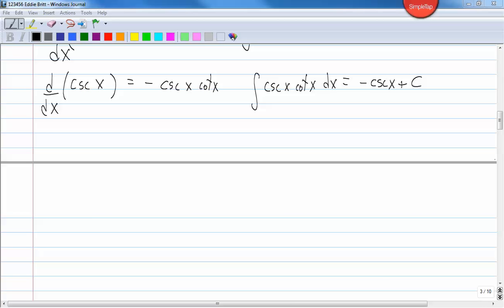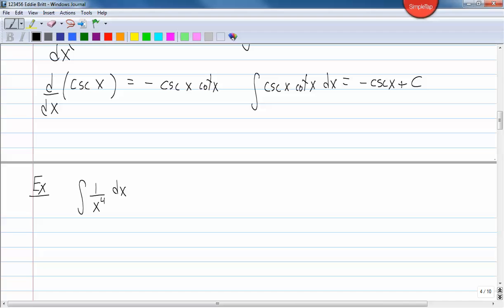Now, I'll work through just a couple of really quick examples, just to give you a little more review on the antiderivative or on integration. Let's say that I wanted to integrate 1 over x to the 4th.